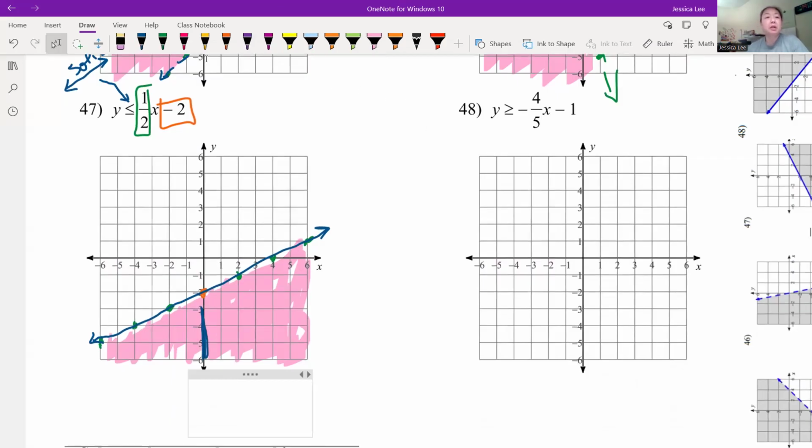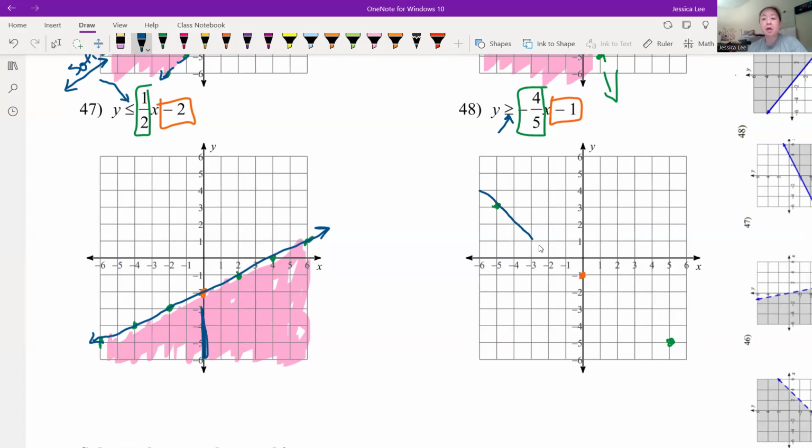All right, we're going to take a look at number 48. So for 48, we're still looking at the y-intercept. There's -1 right here, so there's our -1 right on the y-axis. And then our slope is -4/5. So we're going to go up 4 and then to the left 5, because we know that that will make our slope decreasing. Down 4 and then to the right 5. And again, it is going to be a solid line because we have that little equal sign there, right?